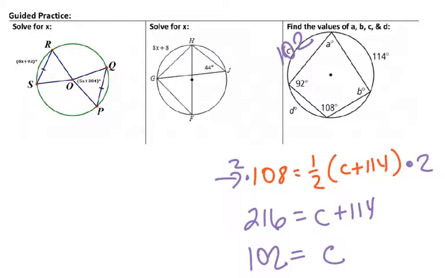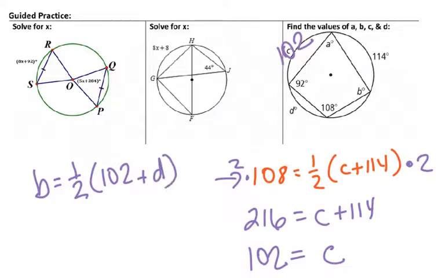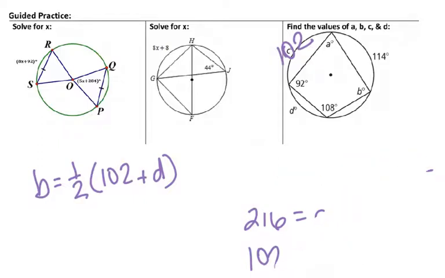So now let's look at B. If I look at B, I could say that B is equal to half of 102 plus D. Okay, I've got two variables there, so that's not what I want exactly. Let's look at some other angles.